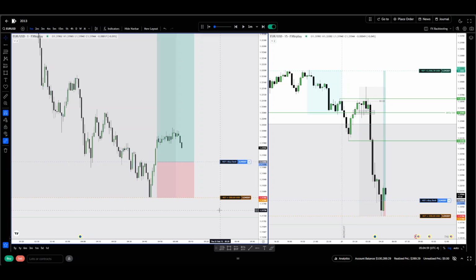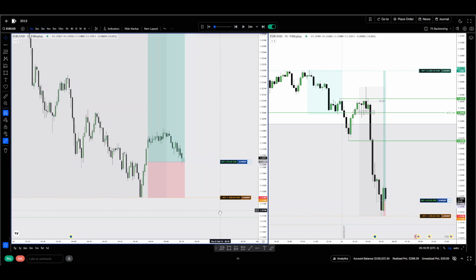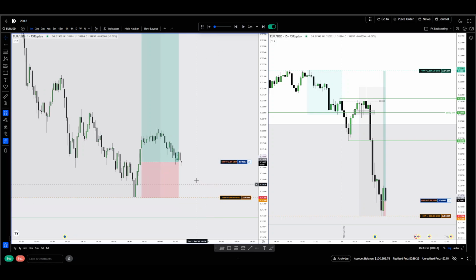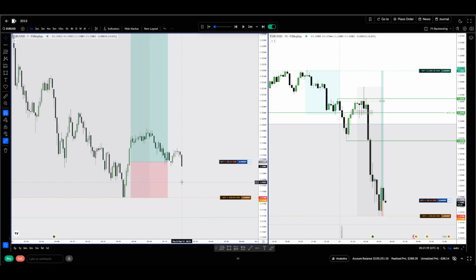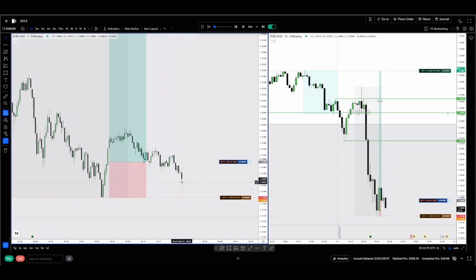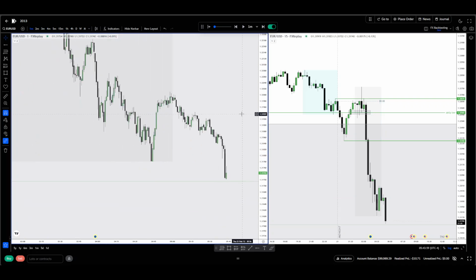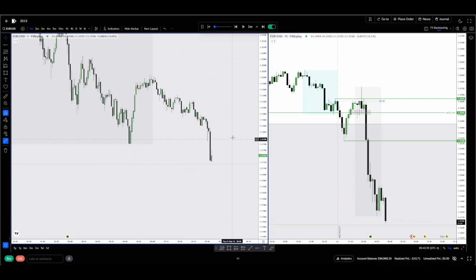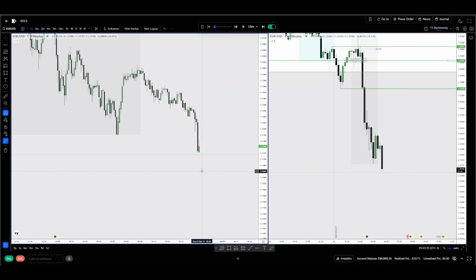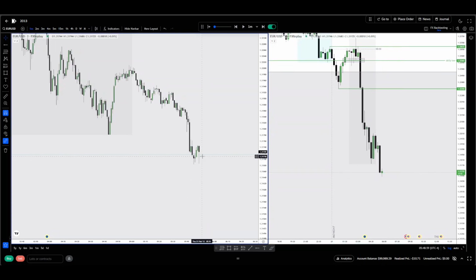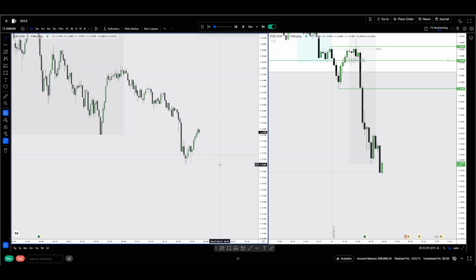I don't think price wants to come back. It does want to come back. Okay, there we go. I'm tagged, which is nice. And now we have lunch. Lunch is gonna take me out again. So that was just a fake move, an order block. And now we hit the daily consequent encroachment.